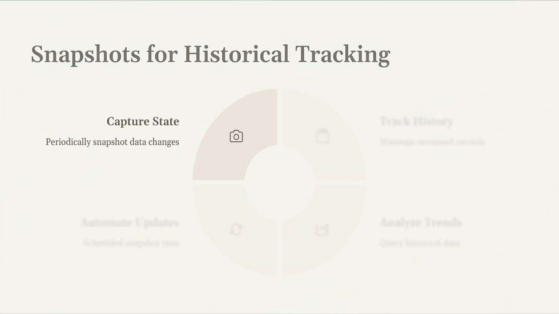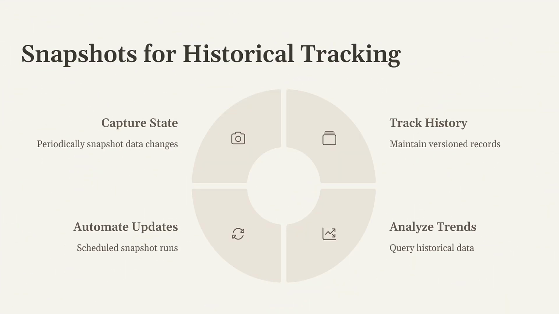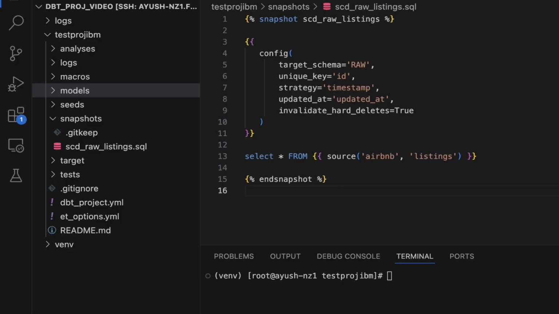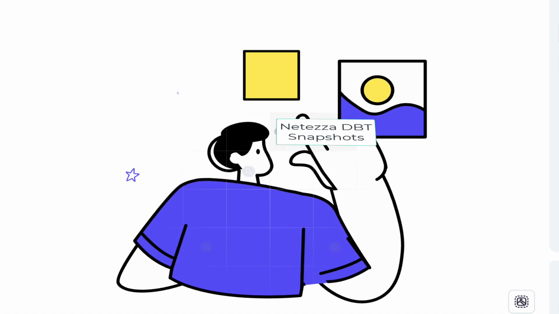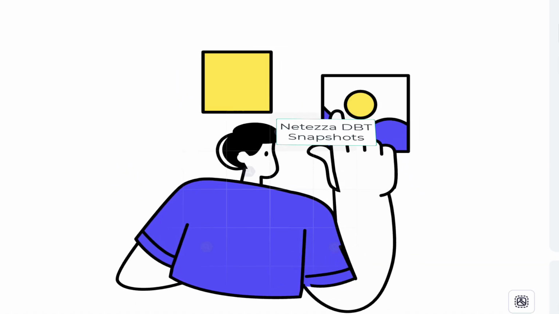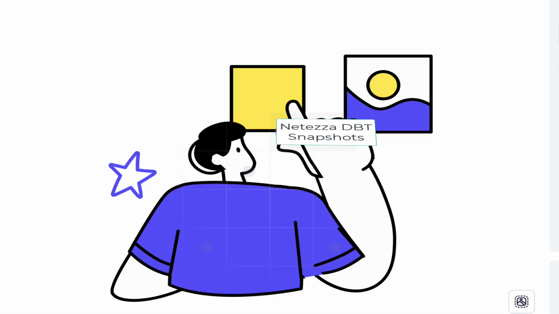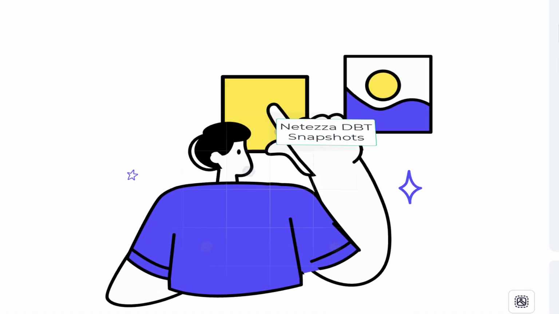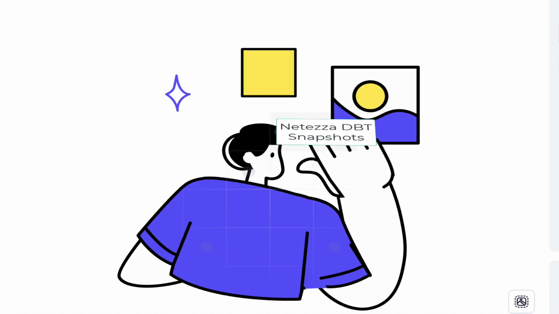Before we wrap up, let's cover Netezza DBT snapshots, a powerful feature for tracking historical changes in data. Suppose I'm monitoring Airbnb listing data, and I want to track how fields like minimum_nights change over time. Netezza DBT snapshots let us do this, almost like version control for data. Here's a snapshot definition using the timestamp strategy, tracking changes based on the updated at column.